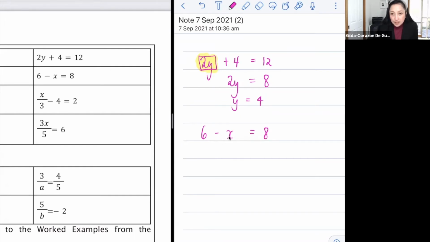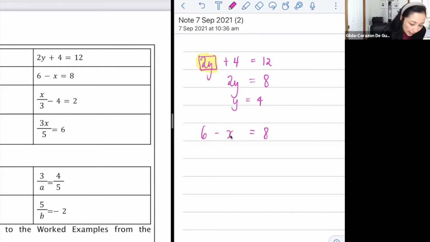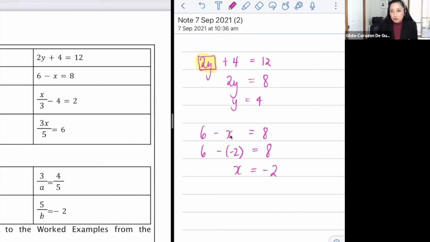x must not be a positive number, because if you minus a number from 6, then sensibly it would go down, but it went up. So what you could say about the number that you minus is actually a negative number, right? So 6 minus negative 2 would give you 8, and therefore you could say that x must be negative 2.